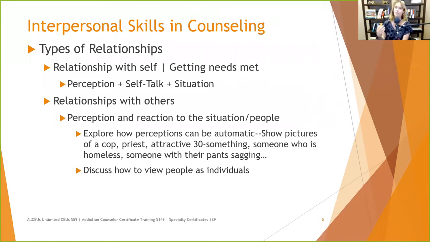So encouraging people to look at it, if they see this attractive 30-something, they may think this person has everything. They've got it all together. They're happy. They have everything that I want. And then we can start looking at, well, what's the evidence of that?